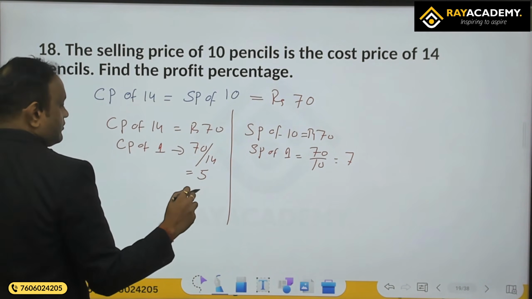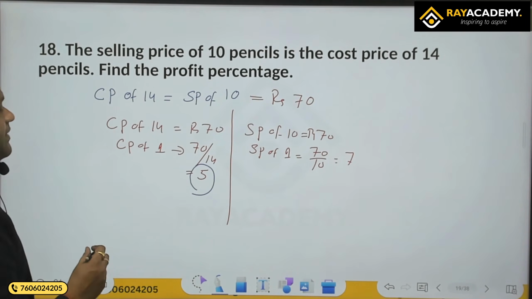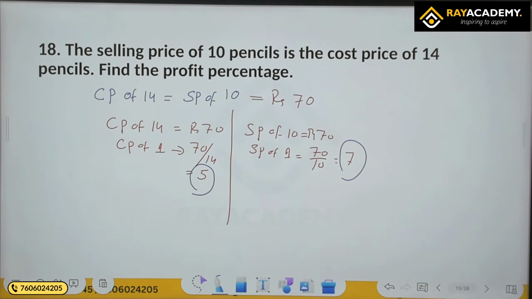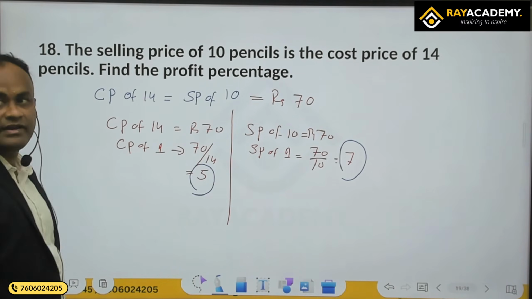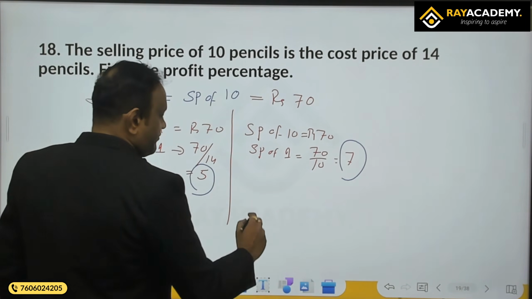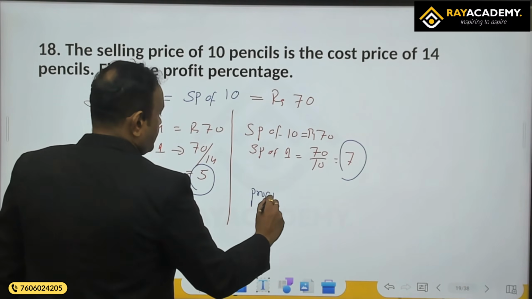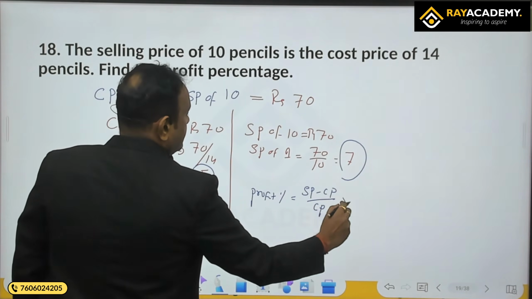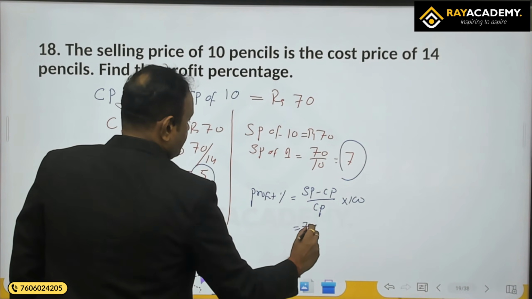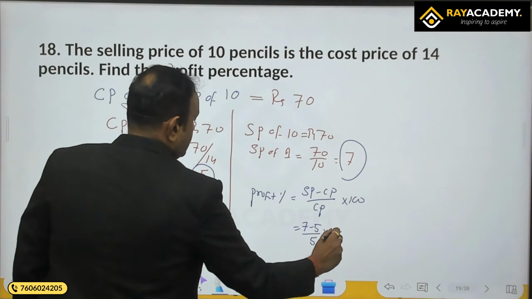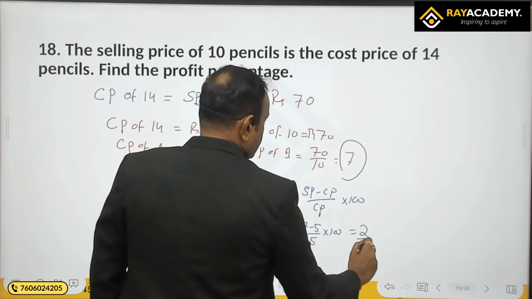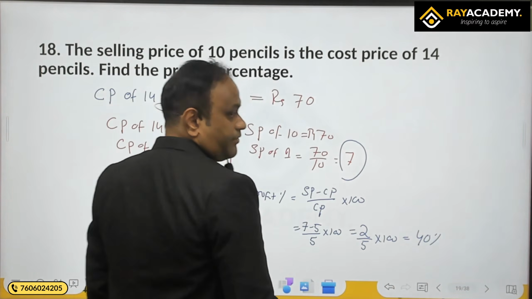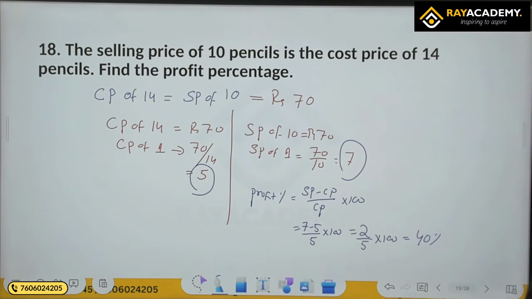So we find the cost price of each pencil and the selling price of each pencil, then we can see what the profit or loss percentage is. If the cost price is 5 and the selling price is 7, then there is definitely a profit. So what will the profit percentage be? Profit percentage is selling price SP minus CP divided by CP into 100. So this is 7 minus 5 by 5 into 100, so this will give you 2 by 5 into 100. So it is 40 percent. So the profit percentage is 40 percent in this case.